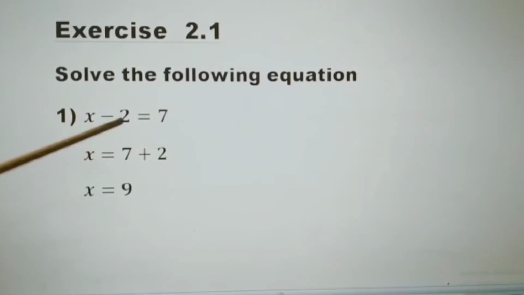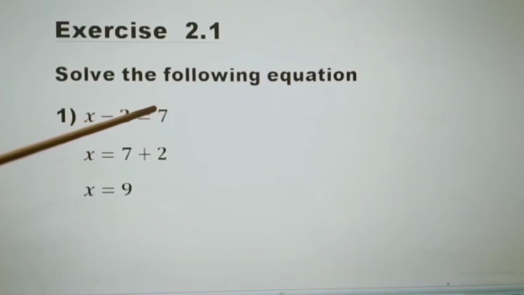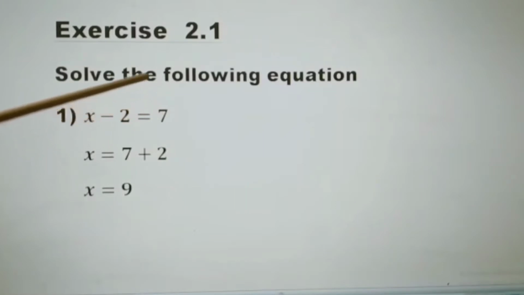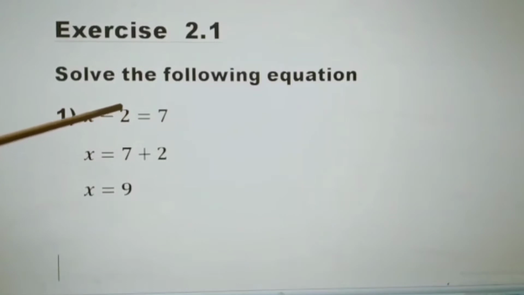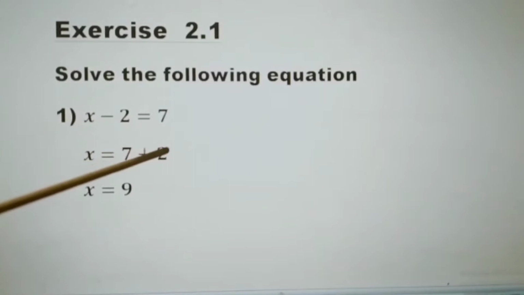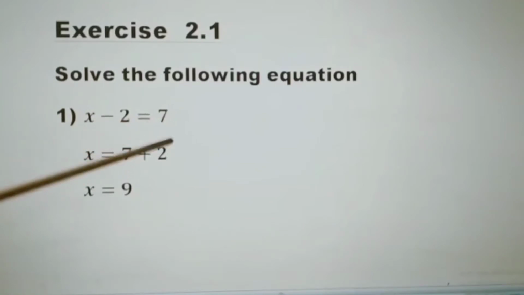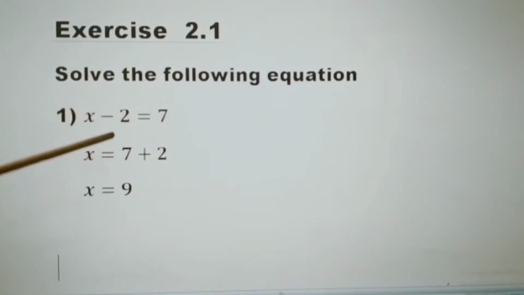Take x on the left side of the equal sign. X is equal to whatever number is on the right side of the equal sign, you write it first after the equal sign. Here that is 7. X is equal to 7 plus 2. This minus 2 we have brought to the right side of the equal sign. It has become plus 2 as per the transposition method. That is x is equal to 7 plus 2. So the solution is x is equal to 9.